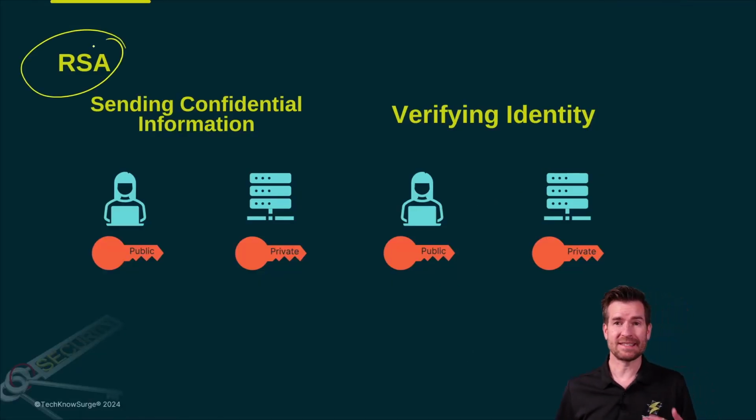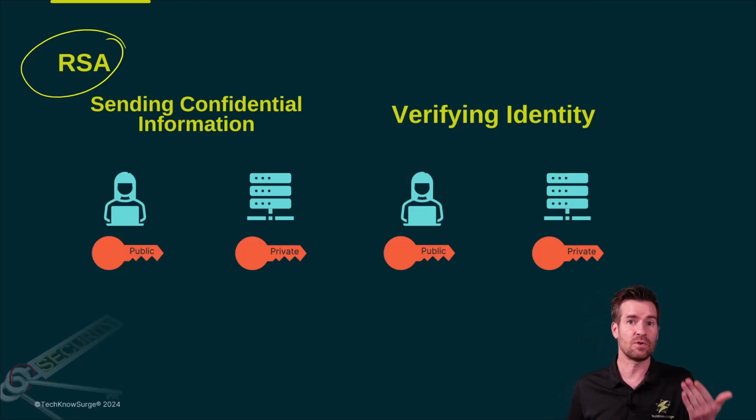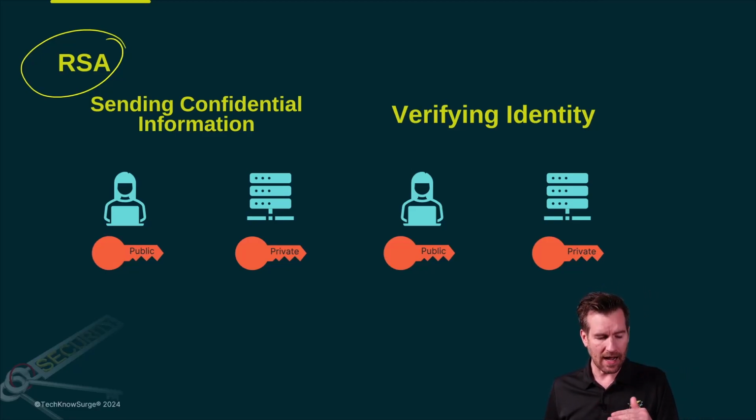RSA is an encryption cipher that does some really cool stuff. It uses asymmetric keys, which means that what is used to encrypt is a different key than what is used to decrypt. So it's pretty cool, and we can do some pretty awesome stuff with this.